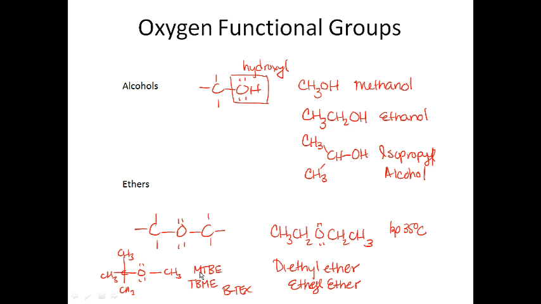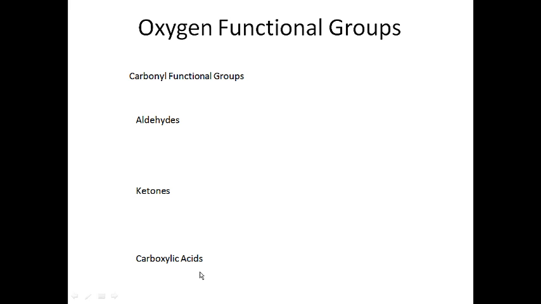And same thing for alcohols. But in lab, we'll use alcohols and we'll use ethers as compounds. Other oxygen-containing functional groups are a whole class of compounds called carbonyl functional groups. We've talked about this a little bit in lecture. The carbon-oxygen double bond is what is called the carbonyl group.